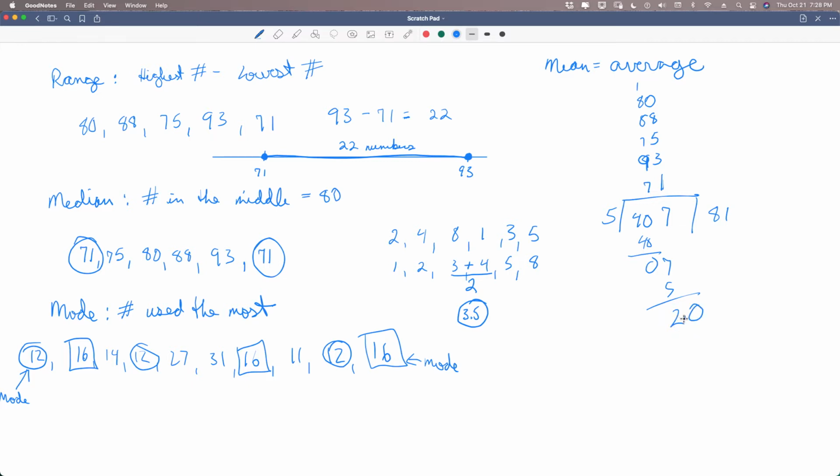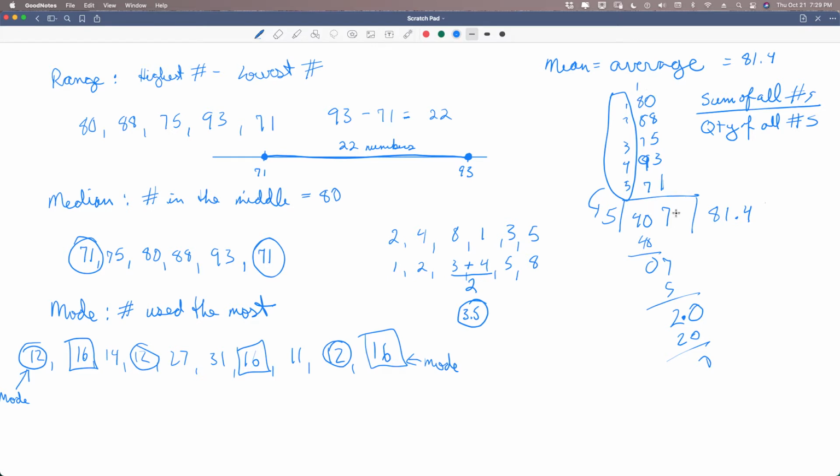And then that's going to be 4. So our average, or our mean, would equal 81.4. And all you have to do is add these up. It is the sum of all numbers divided by the quantity of all numbers. So however many, we have 1, 2, 3, 4, 5. That's the quantity of all numbers. That's what we used right here. The sum of all numbers is what we used right here.